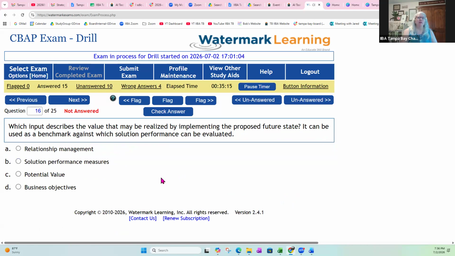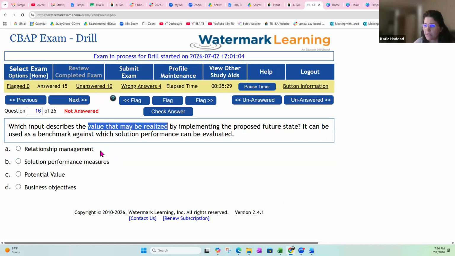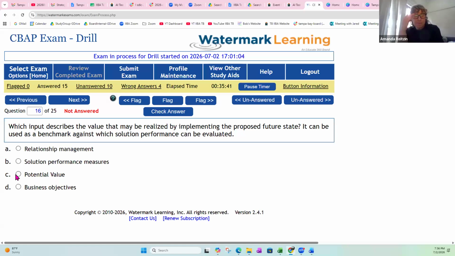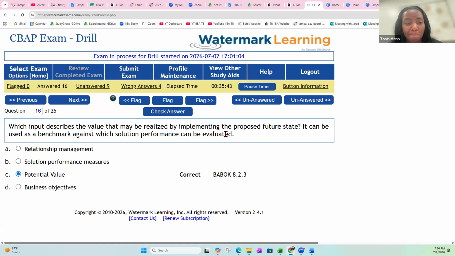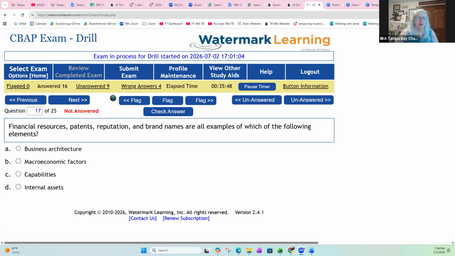Which input describes the value that may be realized by implementing the proposed future state? It can be used as a benchmark against which solution performance can be evaluated. So the value that may be realized by implementing. Is this called relationship management, solution performance measures, potential value, or business objectives? I'll let you just tell me the right answer. I think it's potential value. C, potential value. Yep. Told you, you're going to knock it out of the park.